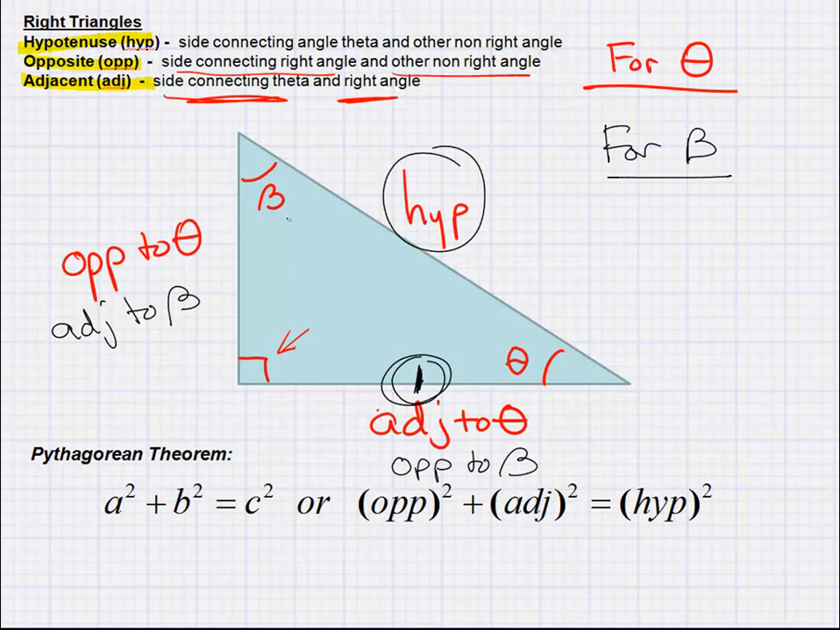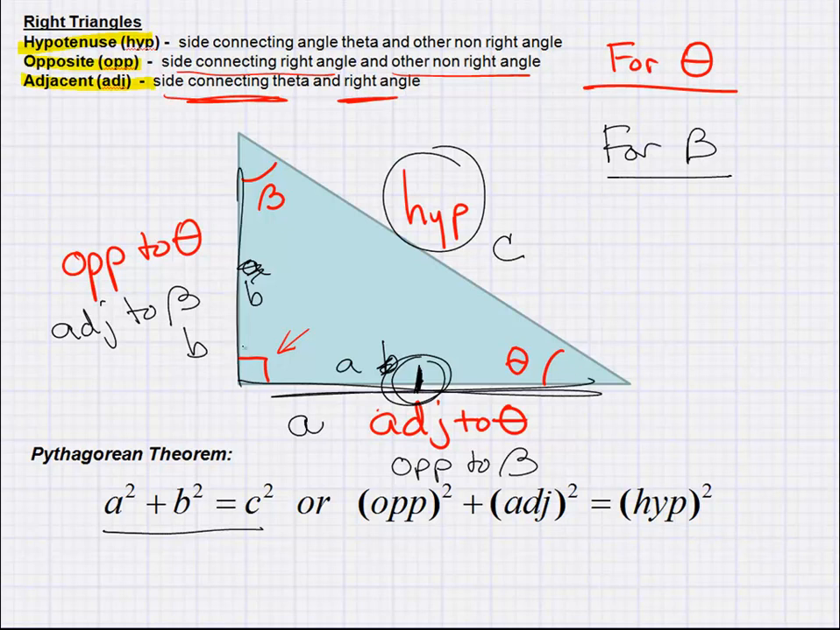What you need to know also as part of this is not just the terminology, but everyone should know the Pythagorean Theorem, that a squared plus b squared equals c squared. Typically what we'll say is that this side is a, this side is b, this side is c. So a squared plus b squared equals c squared. This side length squared plus this side length squared equals this side length squared.